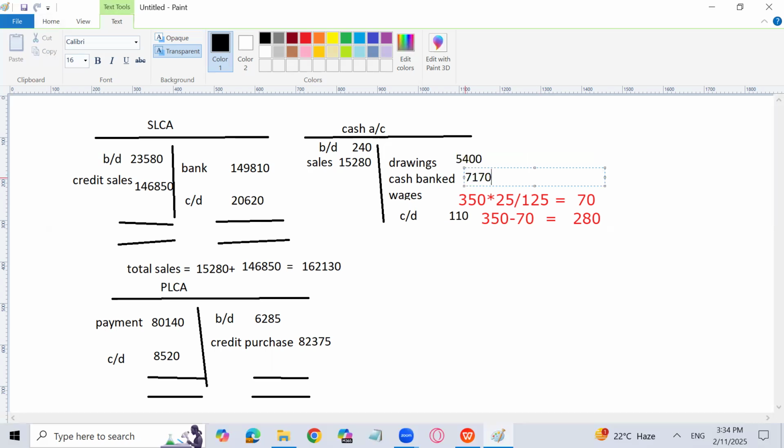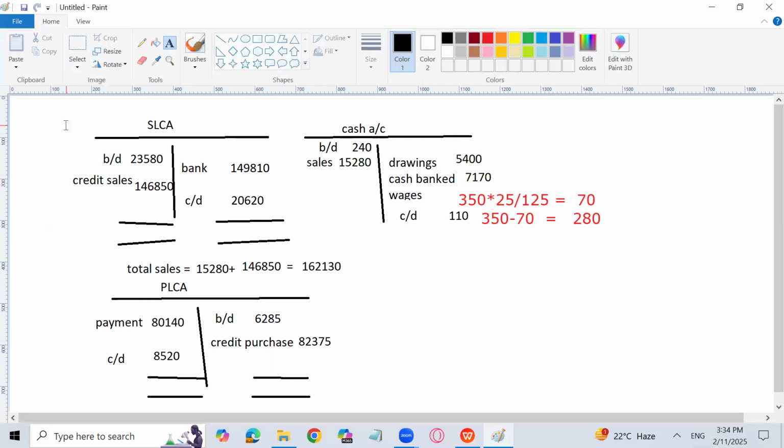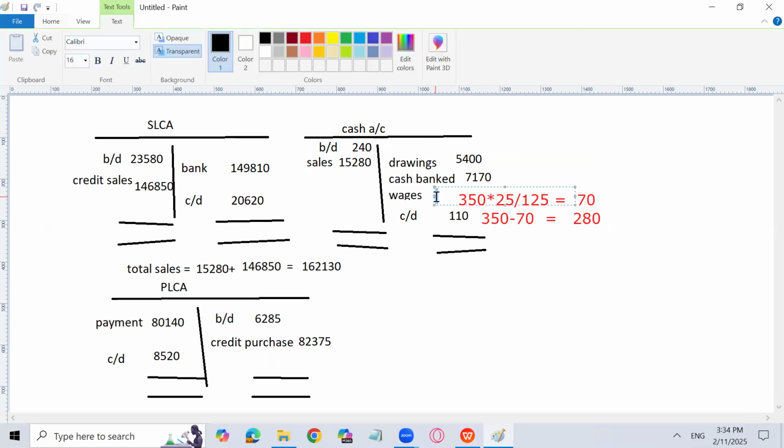Now what you will do, total the debit side and subtract the credit side, you will get the amount of wages, which is the balancing figure. It is known as the balancing figure because that is the difference of the two sides, which is 2840. So we have found the wages which is paid through cash. Just look at this. It means that whatever the amount of cash sales was, we have made drawings from that cash sales 5,400. We have banked some cash sales of 7170, and we have also paid wages in cash of 2840.